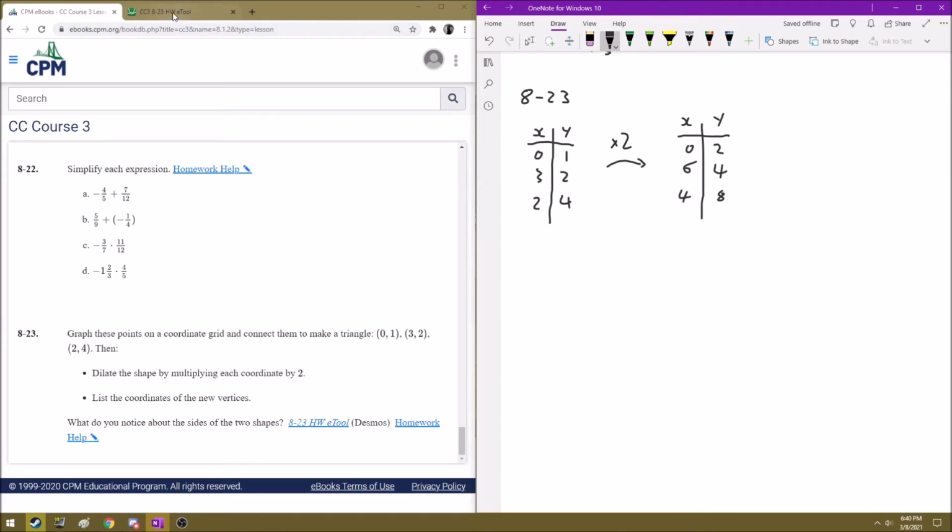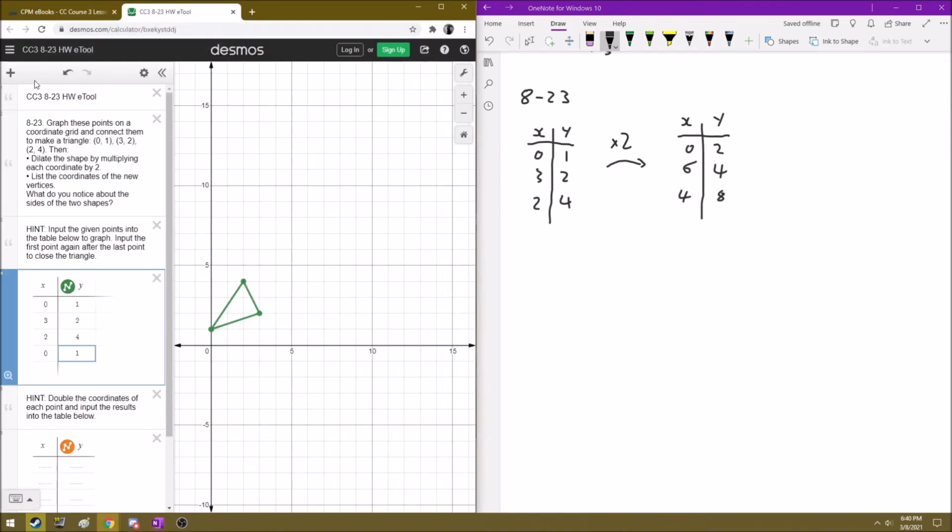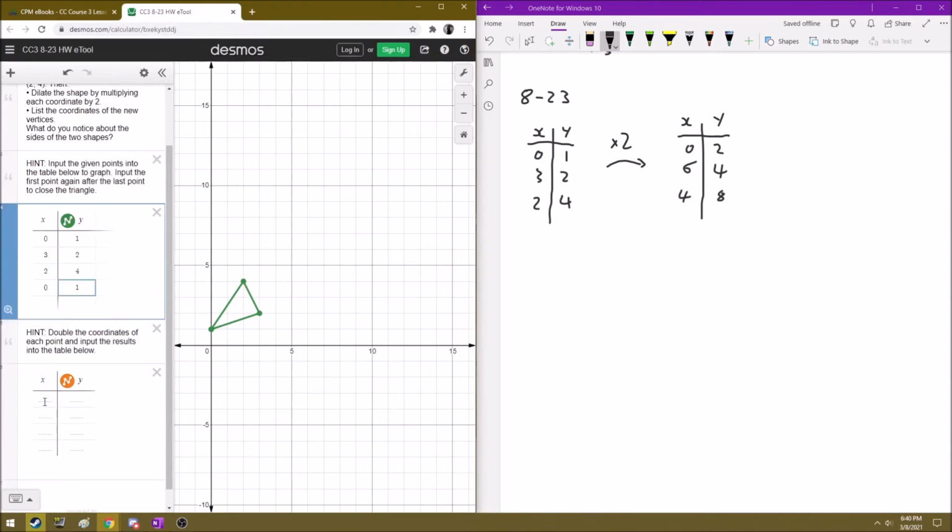And then let's have a look at what that would look like on the graph. So we can enter in the coordinates here. So 0, 2, 6, 4, 4, 8, and then we're going to have to loop it back to 0, 2, it's just how Desmos works. And so now we end up with this bigger triangle up here.